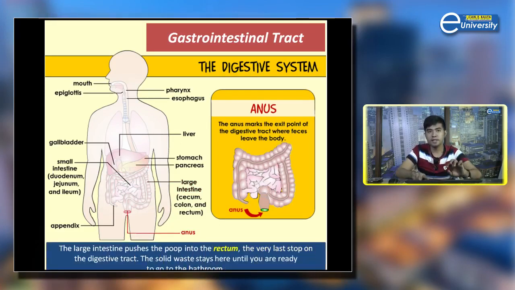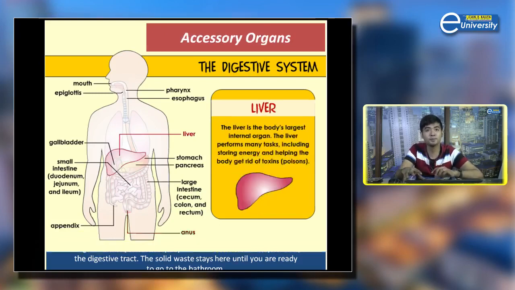So next is the anus. The anus marks the exit point of the digestive tract where feces leave the body. The large intestine pushes the poop into the rectum, the last stop on the digestive tract, where solid waste stays until you are ready to go to the bathroom.